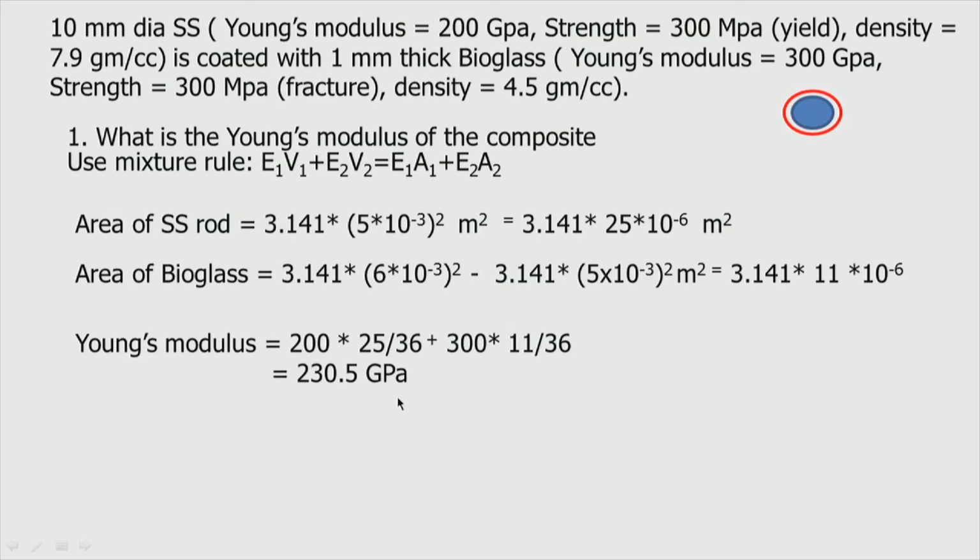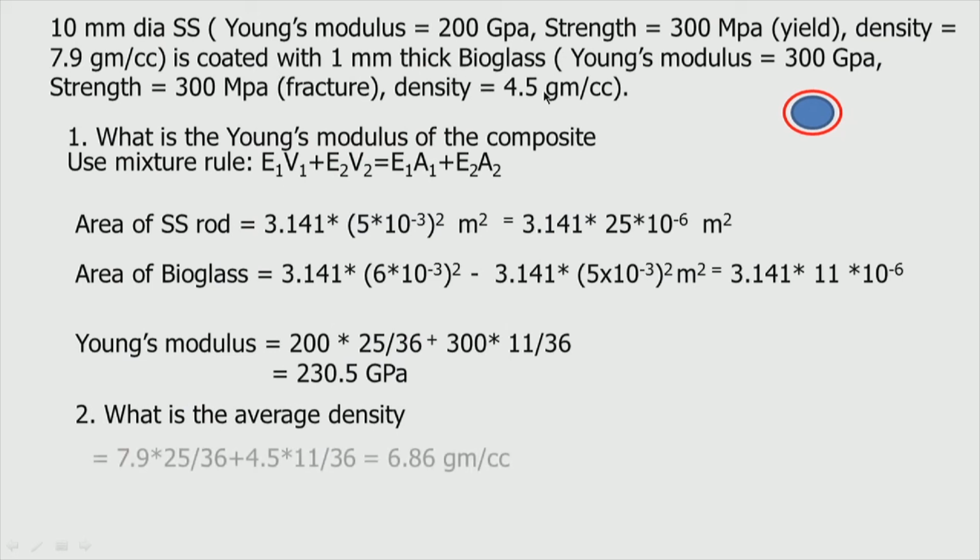Okay. Now, the second question is, what is the average density? We can do it in the same way, with the density of stainless steel given here and the density of bioglass given here. So, 7.9 multiplied by 25 by 36 plus 4.5 multiplied by 11 by 36. We use the same approach, area fraction for stainless steel and area fraction for bioglass. So, that comes to 6.86 grams per cc.